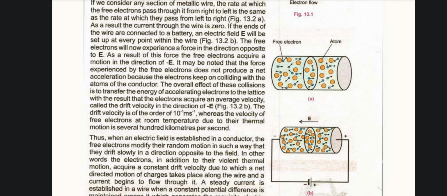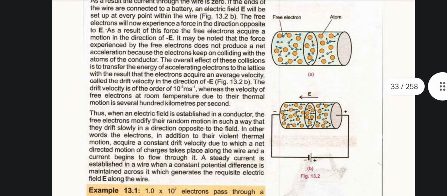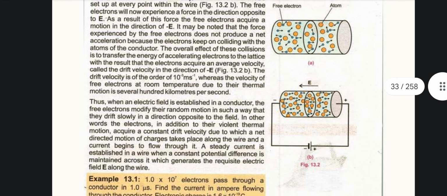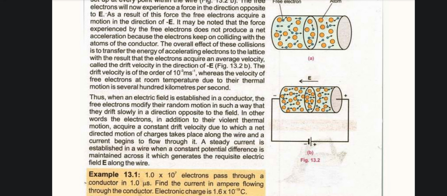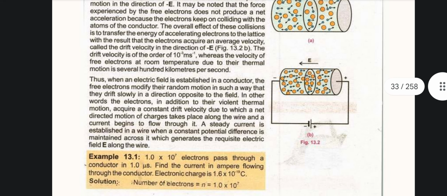If the ends of the wire are connected to a battery, an electric field E will be set up at every point of the wire. The free electrons will now experience a force in the direction opposite to E. As a result of this force, free electrons acquire a motion in the direction of minus E. It may be noted that the force experienced by the free electrons does not produce a net acceleration because the electrons keep on colliding with the atoms of the conductor. The overall effect of these collisions is to transfer the energy of accelerating electrons to the lattice, with the result that the electrons acquire an average velocity called the drift velocity in the direction of minus E.